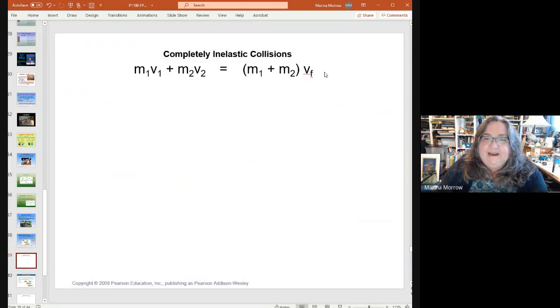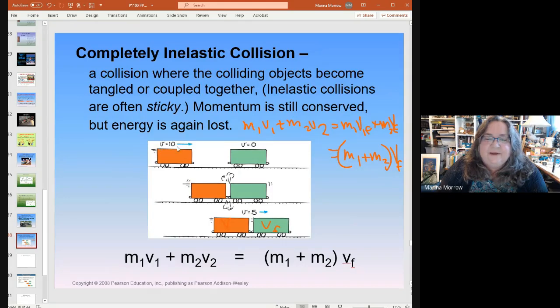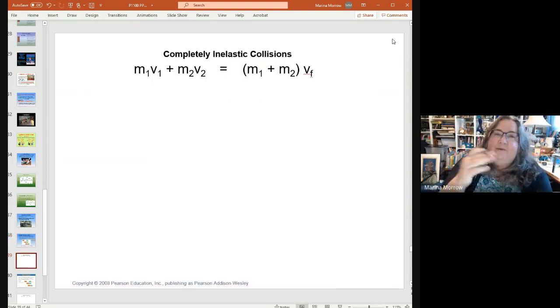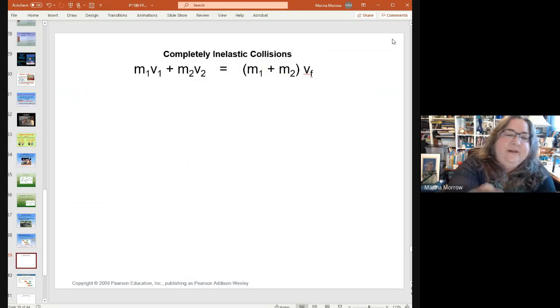Okay, so completely inelastic collisions. These train cars, one was coming in at 10, and the other one was sitting there at 0. So let's see if we can deduce that final velocity. Now, what about the masses? Well, let's just make them 1,000 kilograms. All right, they're going to have equal masses.